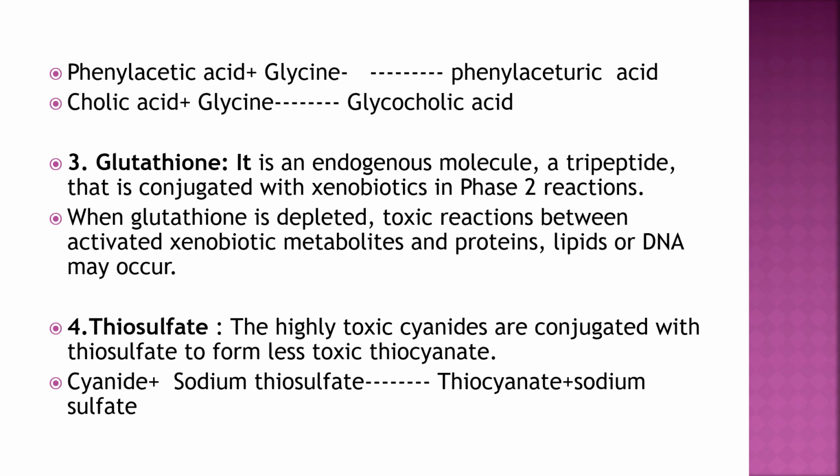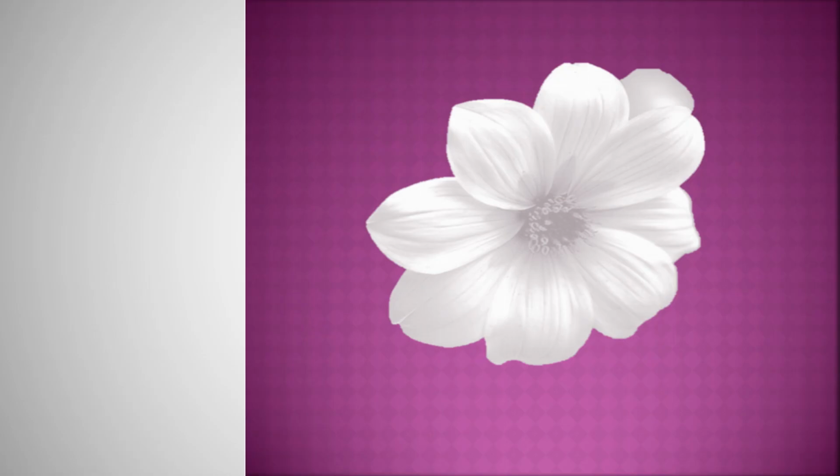Then third conjugating agent, glutathione. It is an endogenous molecule. It's a tripeptide. It is conjugated with xenobiotics in phase 2 reactions. When glutathione is depleted, toxic reactions between activated xenobiotic metabolites and proteins, lipids or DNA may occur. Next conjugating agent, thiosulfate. The highly toxic cyanides are conjugated with thiosulfate to form less toxic thiocyanate. Thank you.